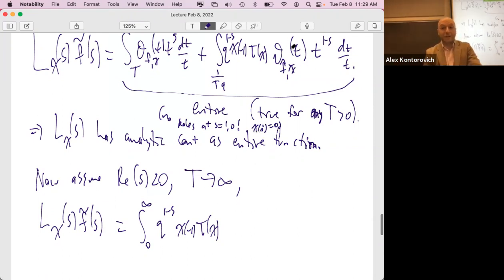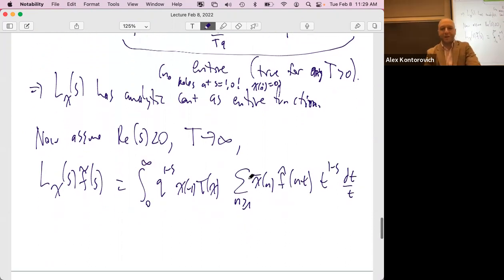And what is this? By the same calculation, let's stick it in. This is a sum over positive integers, chi bar of n, f hat of nt, t to the 1 minus s dt over t. So for this to make sense, for me to be able to reverse orders, I need the real part of 1 minus s to be bigger than 1, which means the real part of s to be less than 0. So then this becomes a sum. Let's just do it.